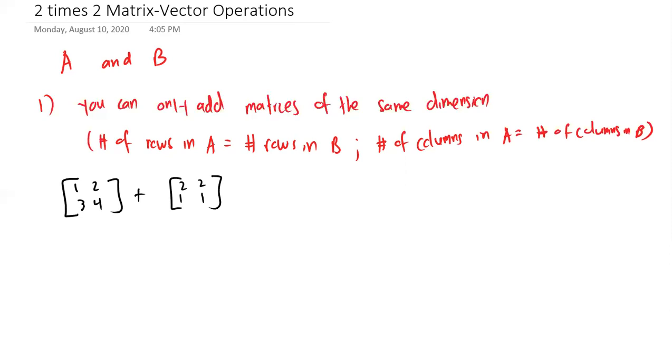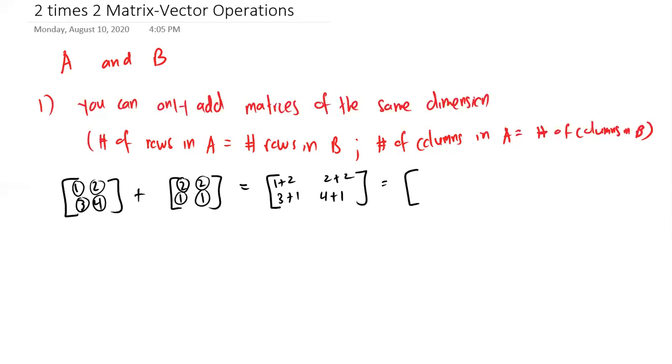How do you add matrices? You just add entry by entry. For example, the first entry, we're going to add this and this, so it's going to be 1 plus 2. The second entry is going to be 2 plus 2. The next entry is going to be 3 plus 1. The last entry is going to be 4 plus 1.